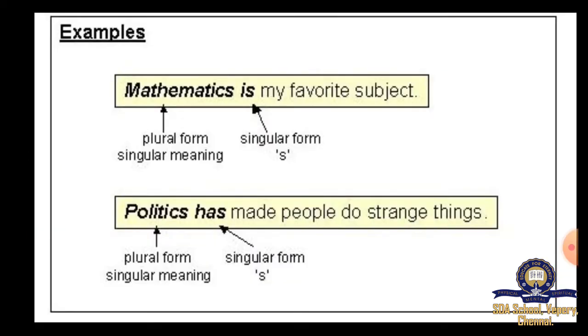For example, mathematics is my favorite subject. So here mathematics looks like it is in the plural but is a singular subject, so it has a singular verb. In the same way, we have politics has made people do strange things. Here politics is also a singular subject which looks like a plural, so it has a singular verb.